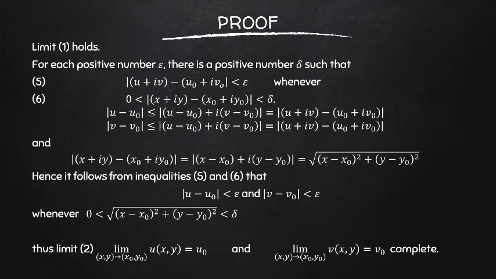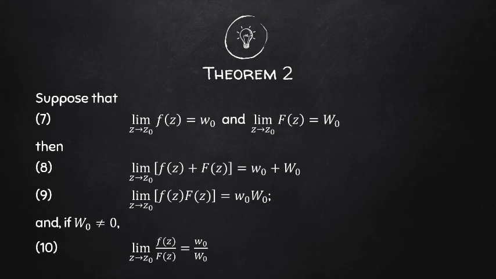Thus, limit 2 is completed. Next, theorem 2. Suppose the limit as z tends to z0 of f(z) is equal to w0. Here, w0 is a constant, and the limit as z tends to z0 of big F(z) is equal to big W0. Then the limit as z tends to z0 of f(z) plus big F(z) is equal to w0 plus big W0.